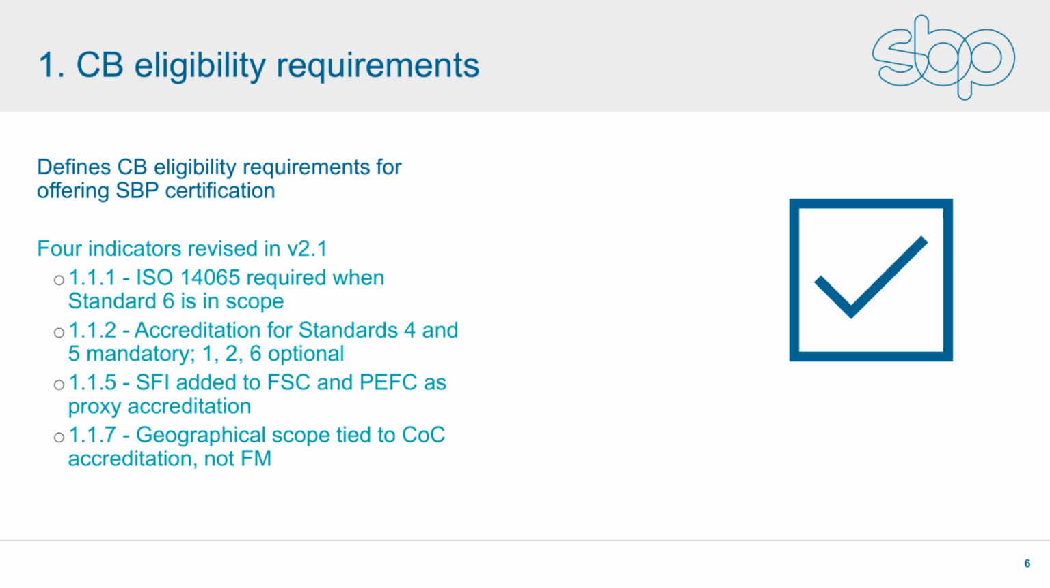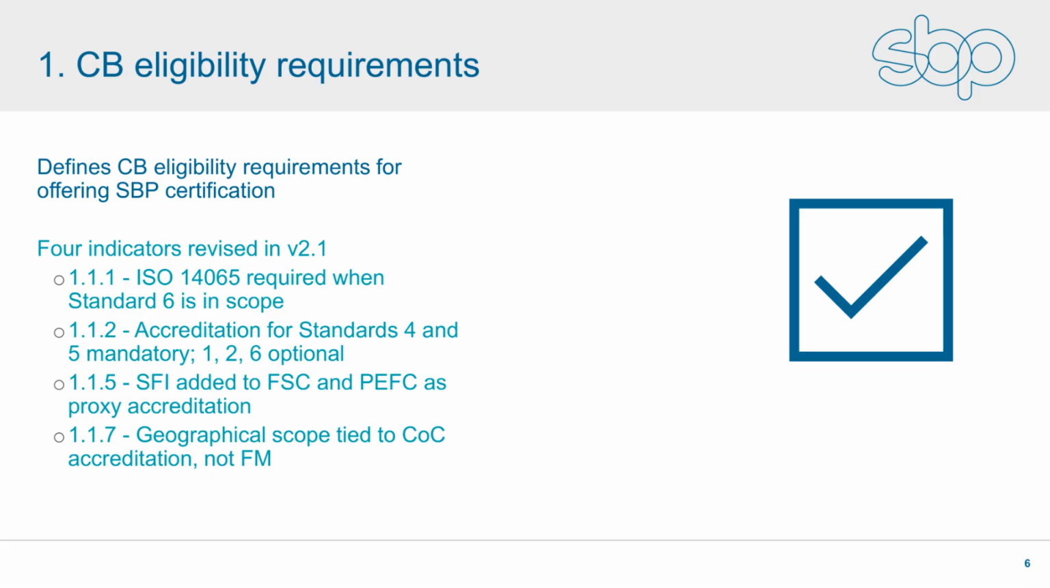A CB must hold accreditation for Standards 4 and 5. Accreditation for Standards 1, 2, and 6 remains optional. The CB chooses which of those it wants to cover. This is really a clarity improvement rather than a substantive change.